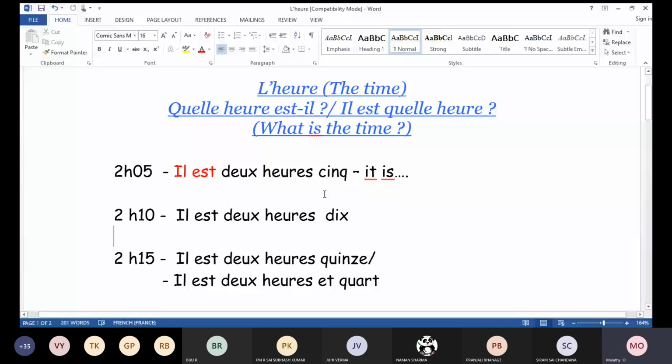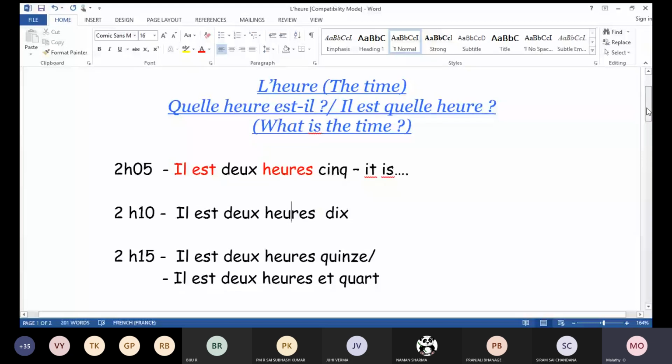The ones that I'm highlighting in red are the very essential part of the timing. If you miss these words in the answer, obviously the entire answer goes wrong. So don't miss the word which means are. Yes, il est 2h05, il est 2h05. Il est 2h10. The H, heures, is expressed throughout, as you can see. Fine.